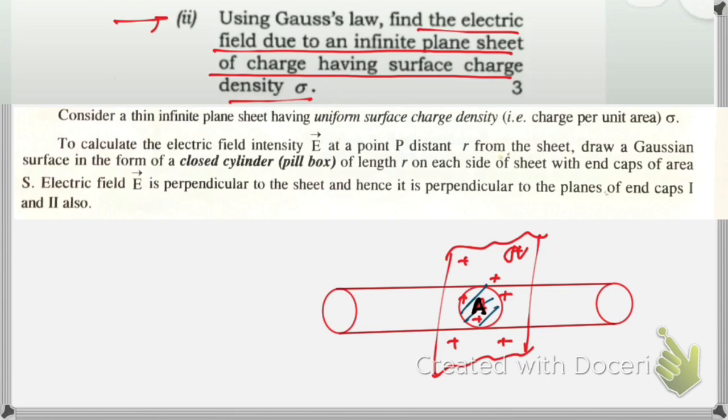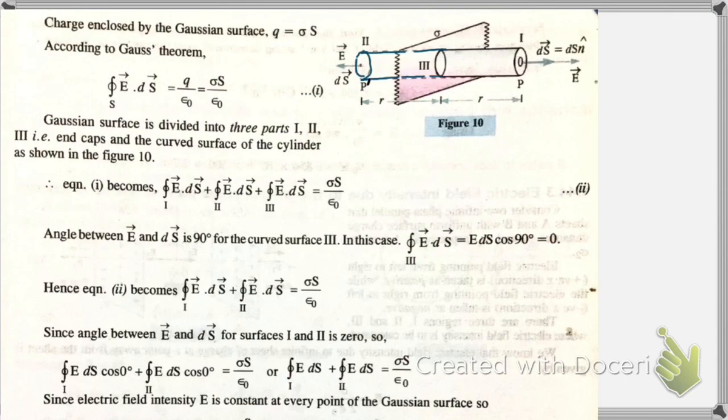So this Gaussian surface is drawn through the point P, which is at a distance of r from this surface, and this is the point P, right? This is the point P, and we need to find the electric field at this point P. Okay, so now you see, you can see this diagram.